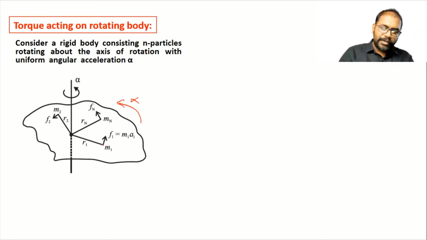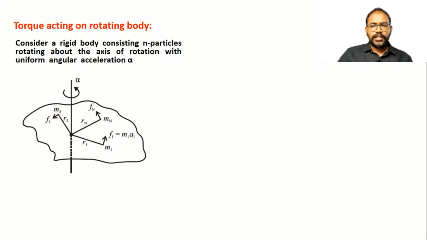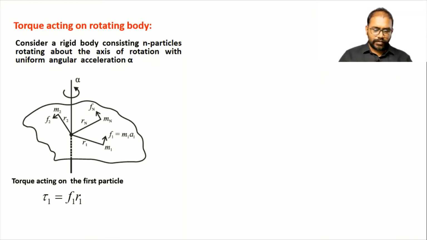The first particle has mass m1, distance from the axis r1, the force acting on this particle is f1, and the linear acceleration of this particle is a1. The second particle has mass m2, force f2, distance r2. The third particle we can also show somewhere. Then the fourth, fifth, sixth, up to the nth particle with mass mn, force fn, distance rn. Now the procedure is similar. Now we find the torque acting on the first particle. The torque formula is force into distance, F into r.